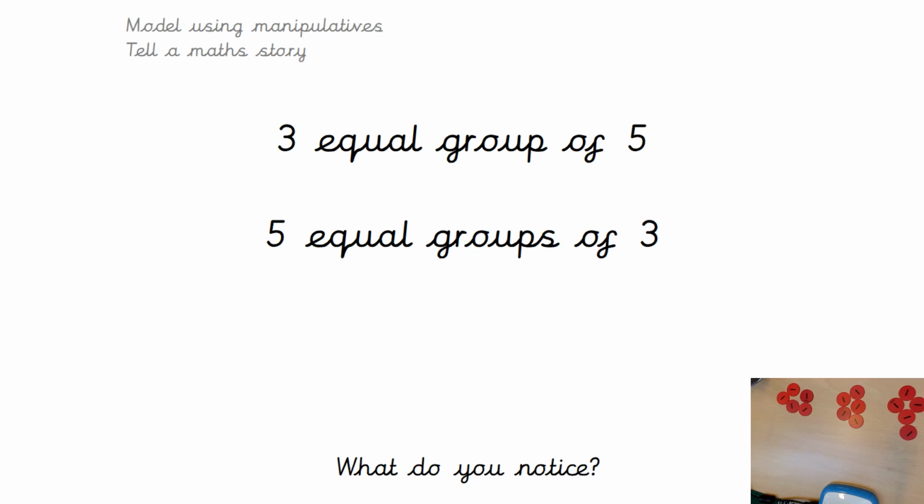If I make 5 equal groups of 3, I'm going to use the same counters. Let's see what you notice. So 5 groups this time, but each group needs 3 in. 5 equal groups: 1, 2, 3, 4, 5 with 3 in. They've all got 3 in. What do you notice? 3 equal groups of 5 meant I had 15 counters. 5 equal groups of 3 also gives me 15 counters altogether. Well done if you were able to spot that.